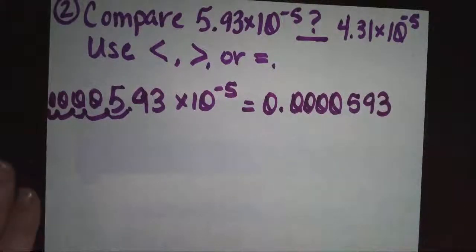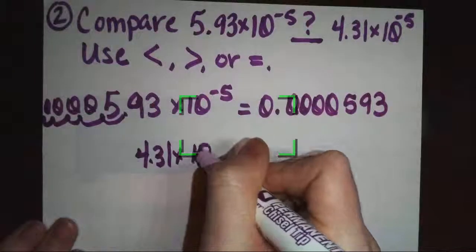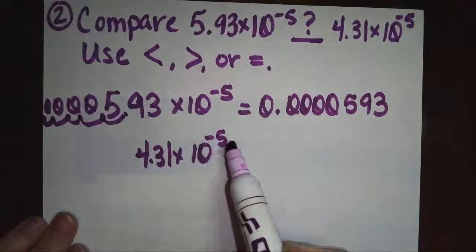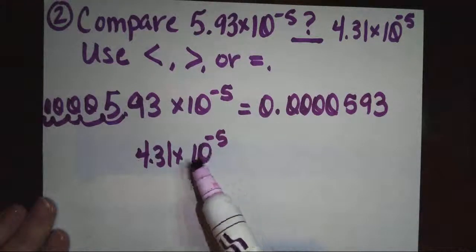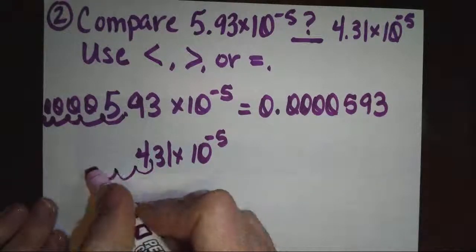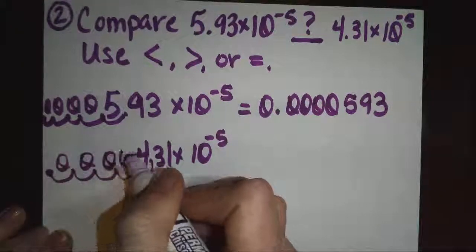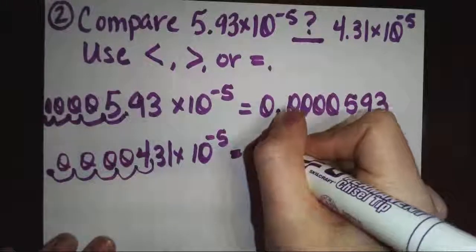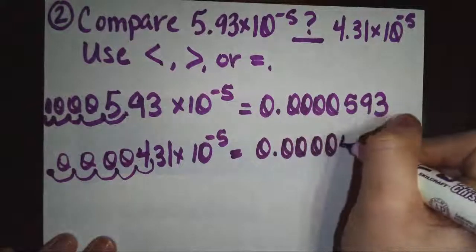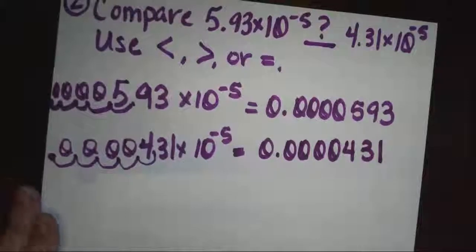Now I'm going to do the same thing for 4.31 times 10 to the negative fifth. So I'm going to use 4.31, but this tells me how many units and in what direction to move the decimal point. So I need to move the decimal point negative 5 units. 1, 2, 3, 4, 5. There's my decimal point. And then I fill in those extra spaces with zeros. So this is the same thing as 0 point, and then 4 zeros, 4, 3, 1.